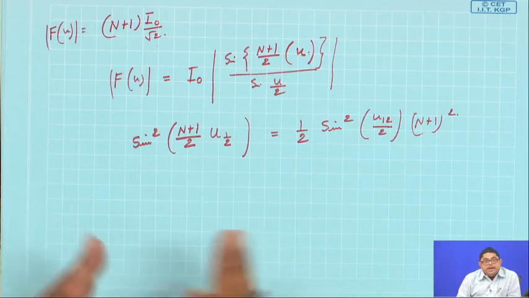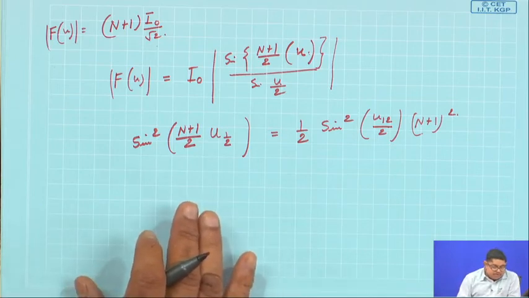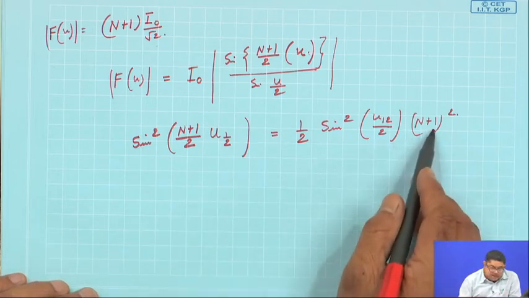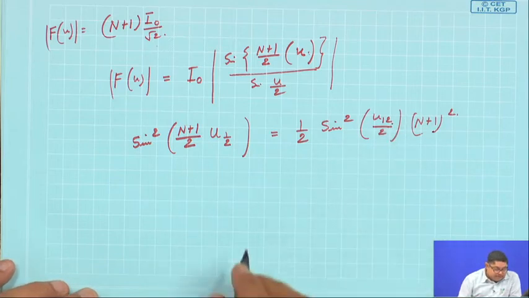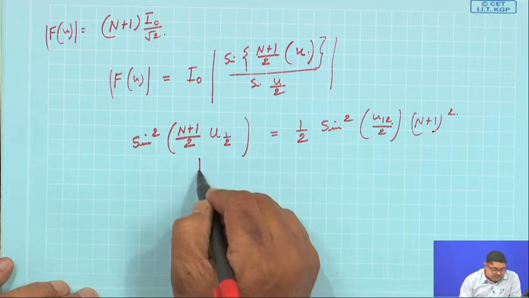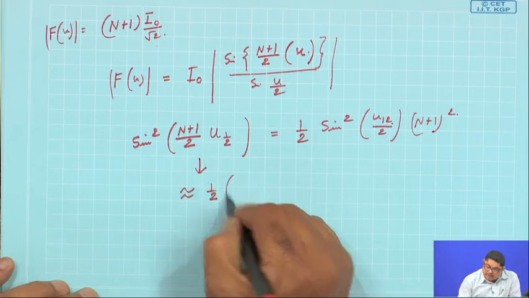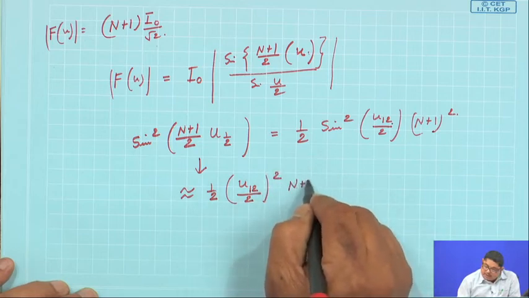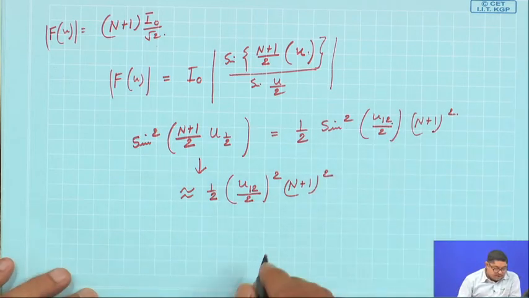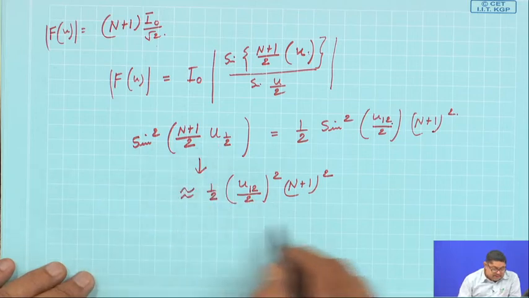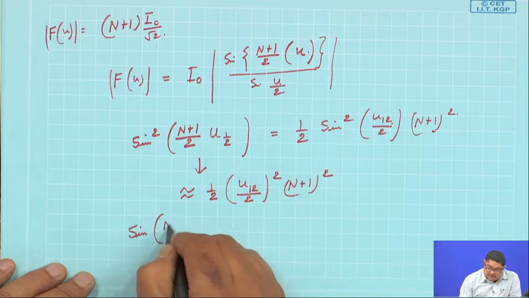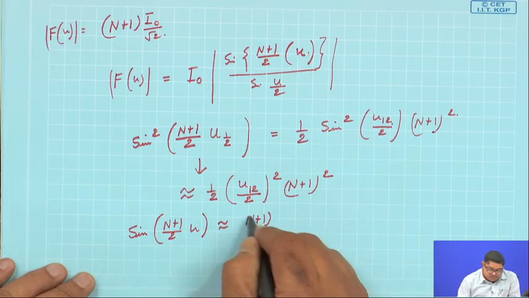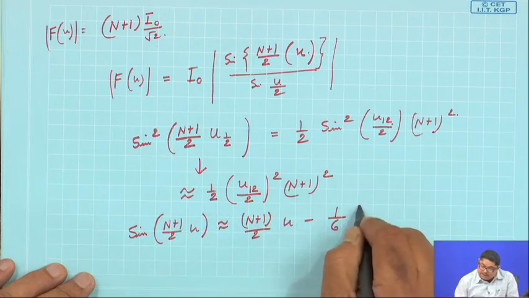Now, u half is very near to u equal to 0. So, u half is small, and its variation is much slower than n plus 1 u half. So, we can write that this is approximately half, u half by 2 squared, times n plus 1 squared. That means here I can replace this u half, and we can expand this sine function, sine of n plus 1 by 2 u, as n plus 1 by 2 u minus, in the series expansion of sine.